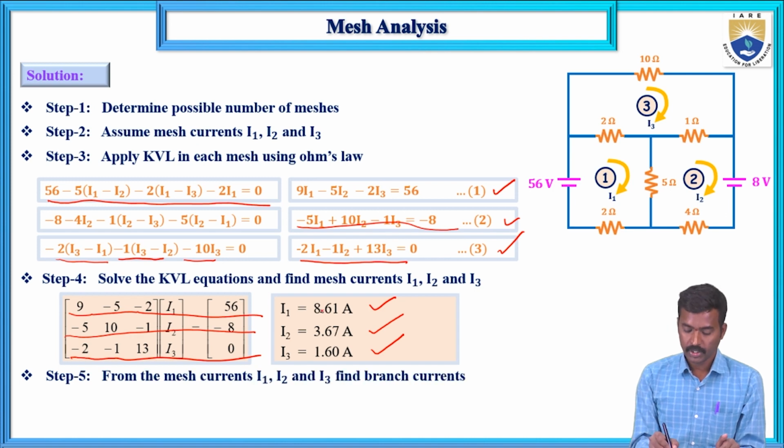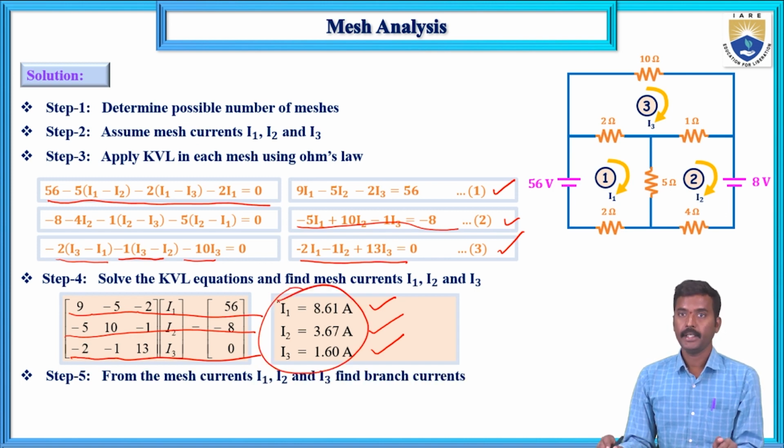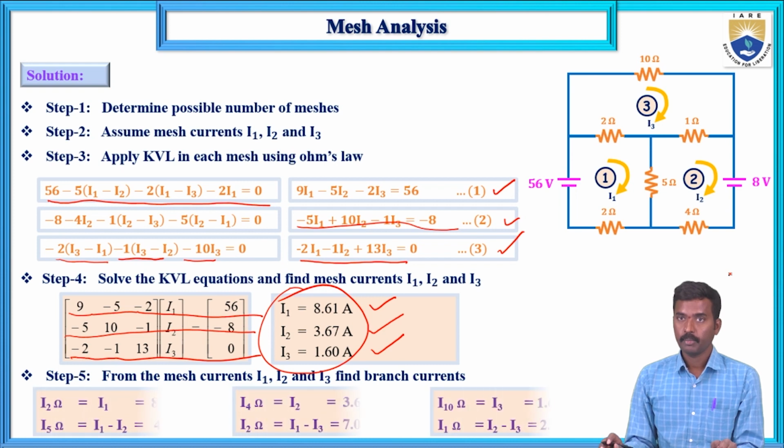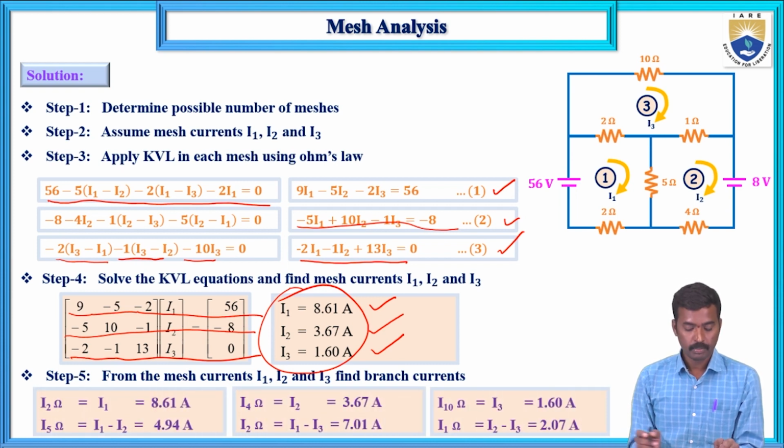From these mesh currents, determine the current flowing through each resistor: 10 ohms resistor current, 2 ohms resistor current, 1 ohm resistor current, 5 ohms resistor current, 2 ohms resistor current and 4 ohms resistor current. Write the branch current in terms of mesh currents. 2 ohms resistor current is the I1, that is 8.61, and 4 ohms resistor current, I2 current, that is 3.67. Next, 10 ohms resistor current, I3 current, 1.60.